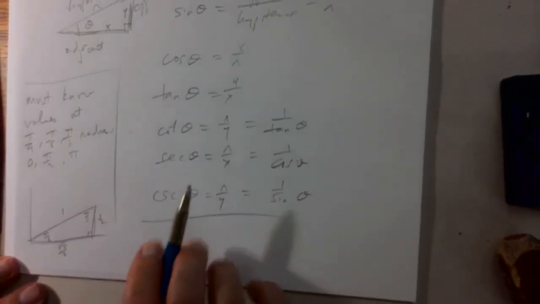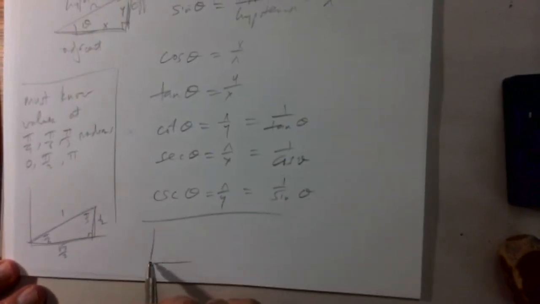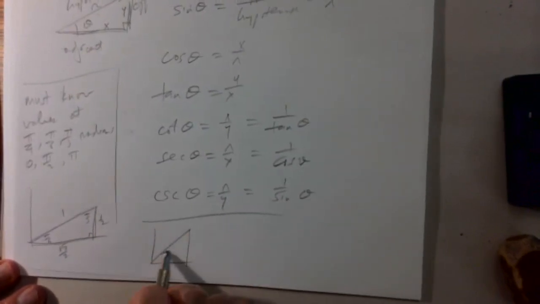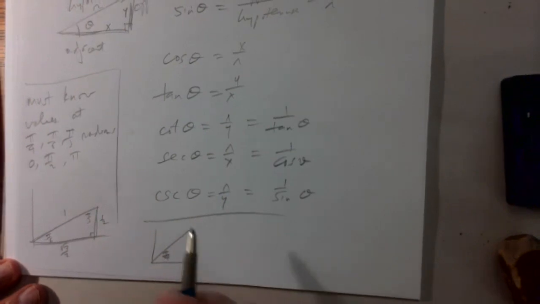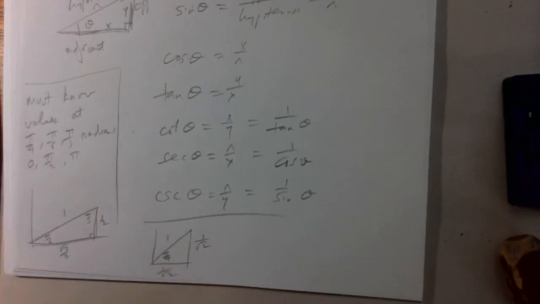And the other right triangle, which you have to know, is when you have an angle of pi over 4 radians, or 45 degrees. If this is 1, this is 1 over root 2, and this is 1 over root 2. So these triangles you have to know.